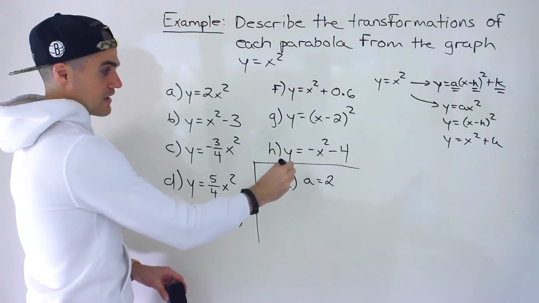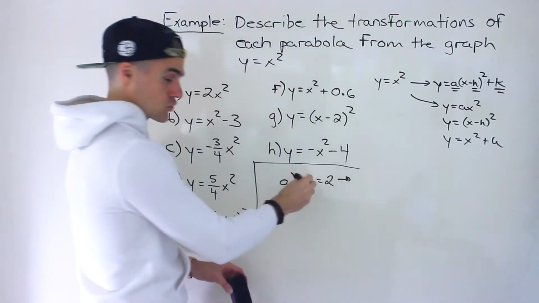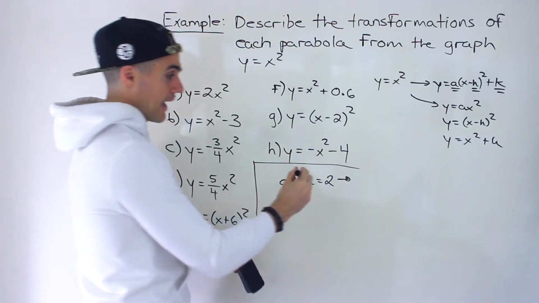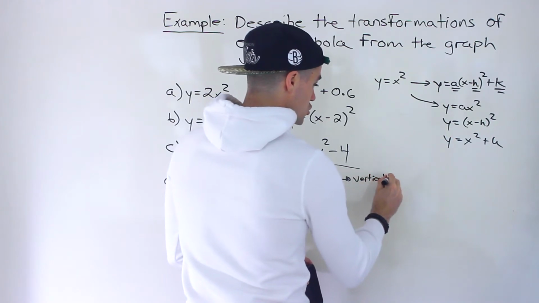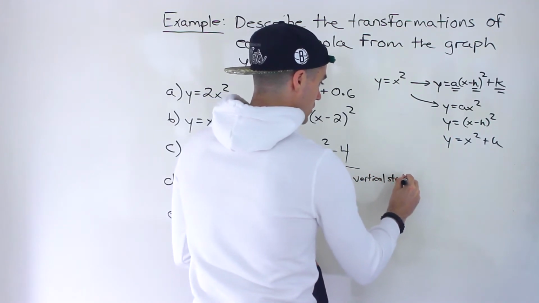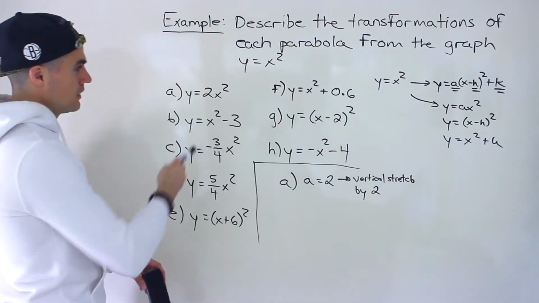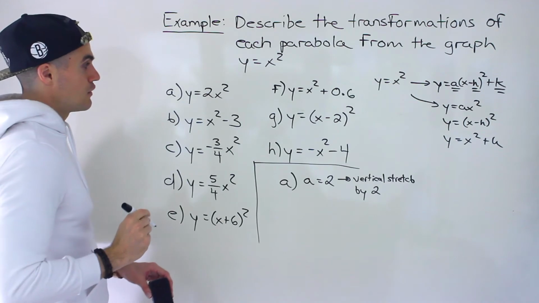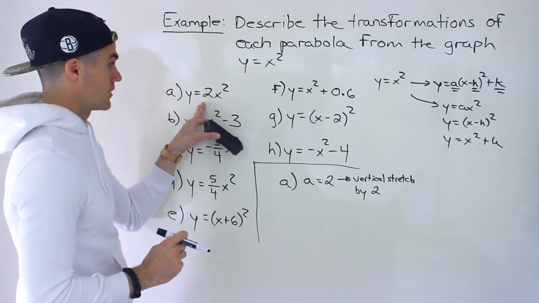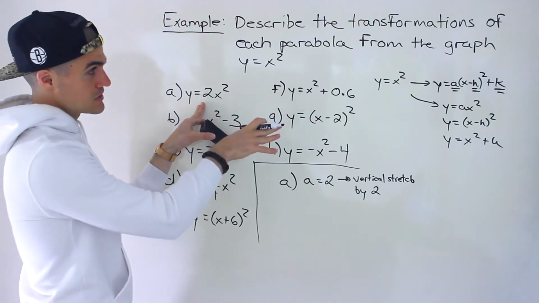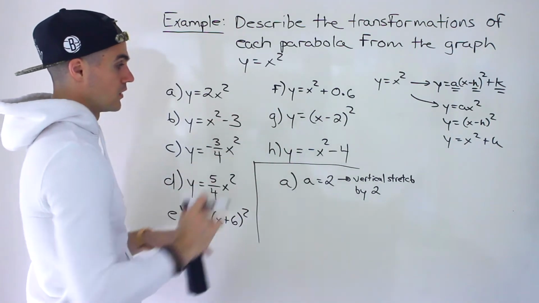What does an a value of 2 mean? Well, from that video where we described the different a values that can happen, this means there's a vertical stretch by a factor of 2. That's the only transformation that is done on y equals x squared to get to y equals 2x squared. In this case, the h value is 0 and the k value is 0, so there's no shift left or right or up and down.